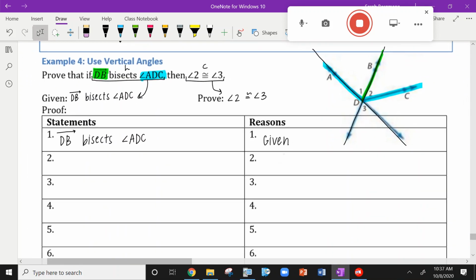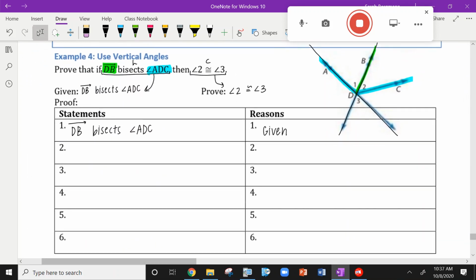Let's use this in a proof. It says, prove that if ray DB bisects angle ADC, then angle 2 is congruent to angle 3. I highlighted the ray and the angle in the picture for you. In addition, I went over the straight lines with a black marker so that I could clearly see the vertical angles. I see that angle 1 and angle 3 are vertical angles. However, I'm trying to prove angle 2 and angle 3 are congruent. Well, what else do I know here?